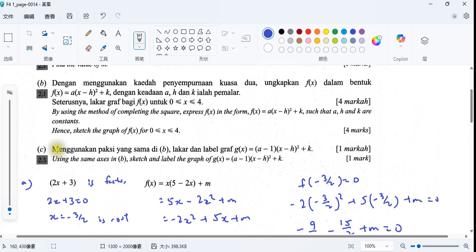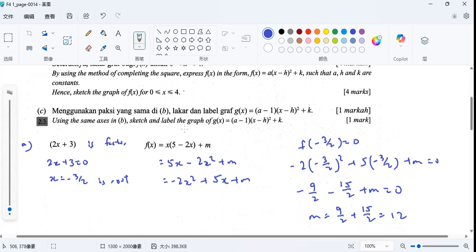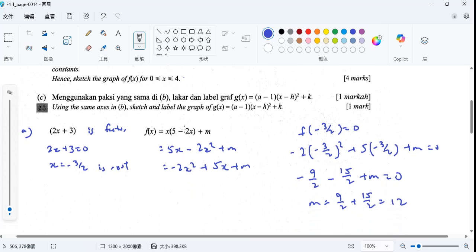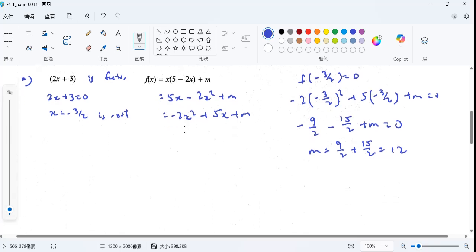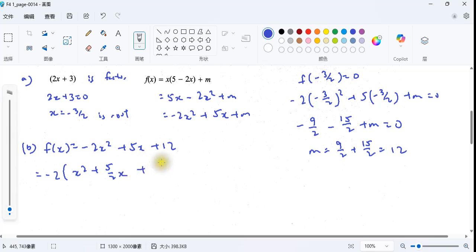B. By using the method of completing the square, express f(x) in the vertex form. Hence, sketch the graph of f(x) for x between 0 and 4. Okay, so f(x) is negative 2x squared plus 5x plus 12. So negative 2x squared plus 5 over 2 x plus half of the 5 over 2 squared minus the half of the 5 over 2 squared plus 12.